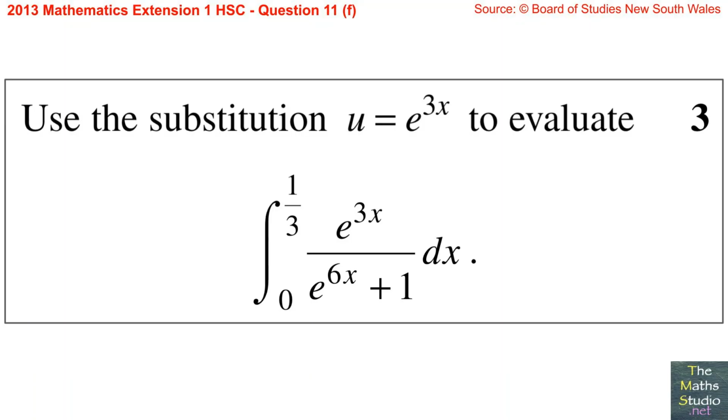Question 11, Part F. Use the substitution u equals e to the power of 3x to evaluate the integral of e to the power of 3x over e to the power of 6x plus 1 dx from x equals 0 to x equals 1 over 3.